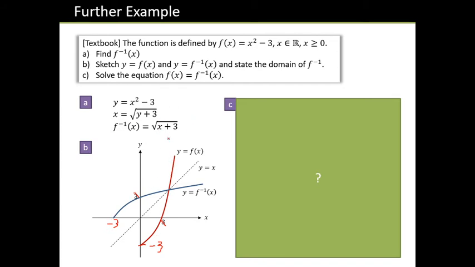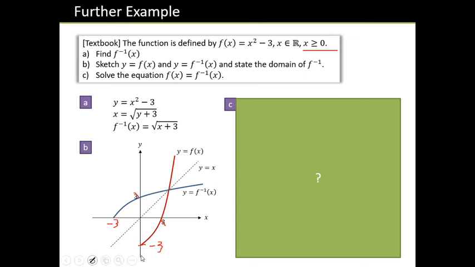How do I sketch my inverse function? Well, I know it's root x plus 3. I know that it's going to begin at negative 3 from considering the range of the previous function. I know that the range of the inverse function is going to be the same as the domain of the original function. Now the domain of the original function was that it's greater than or equal to 0, so the range of my inverse function should be greater than or equal to 0. We can see that it is.